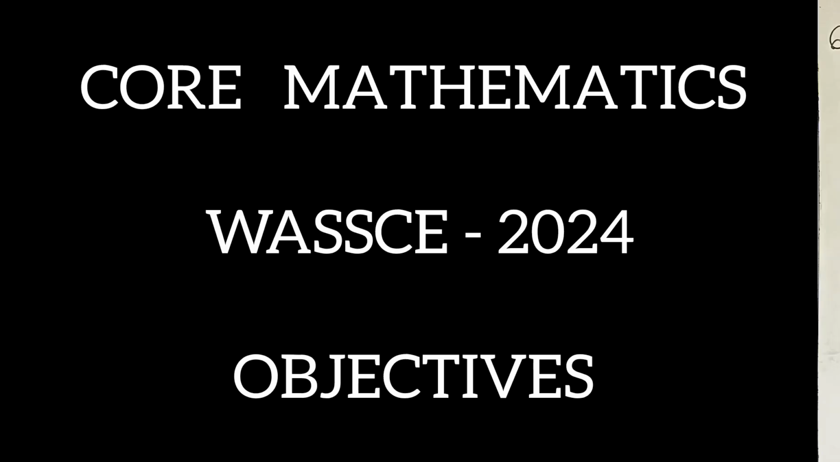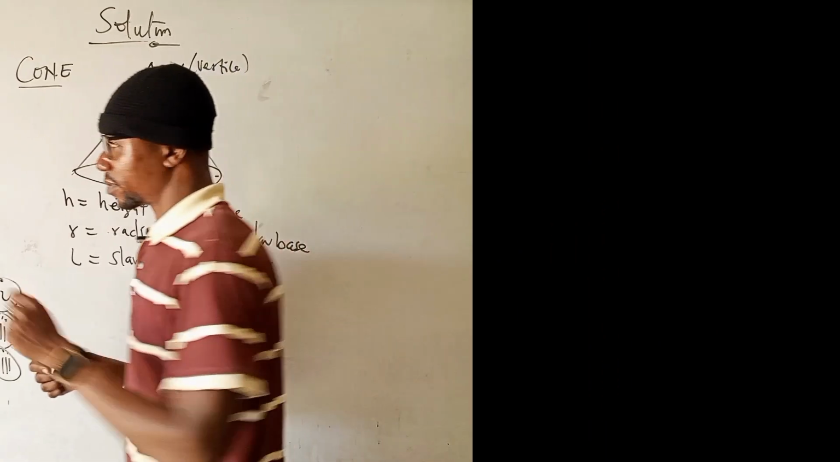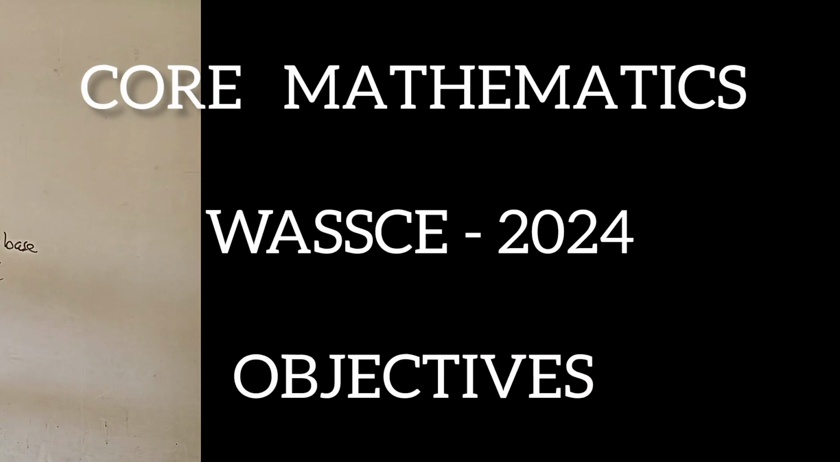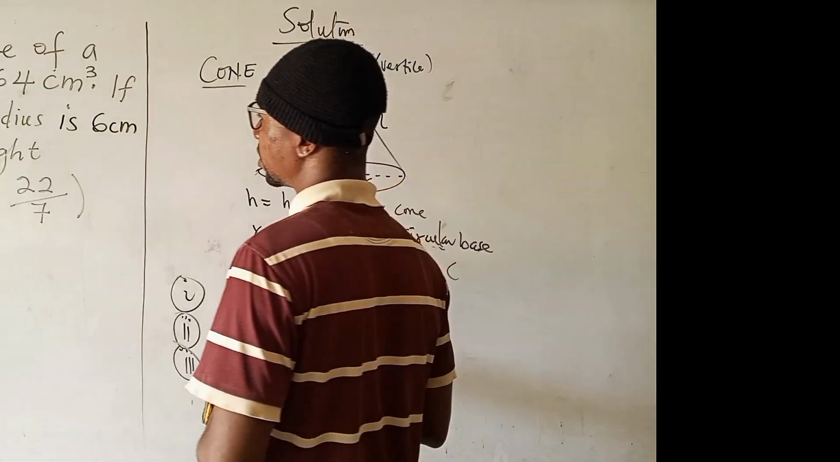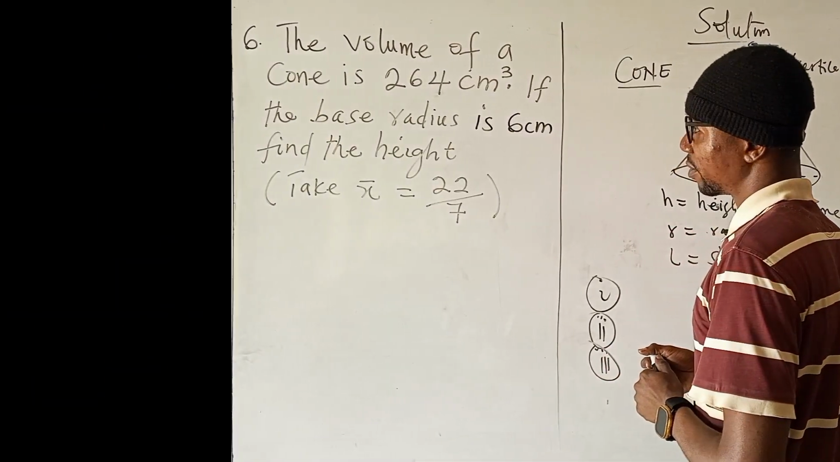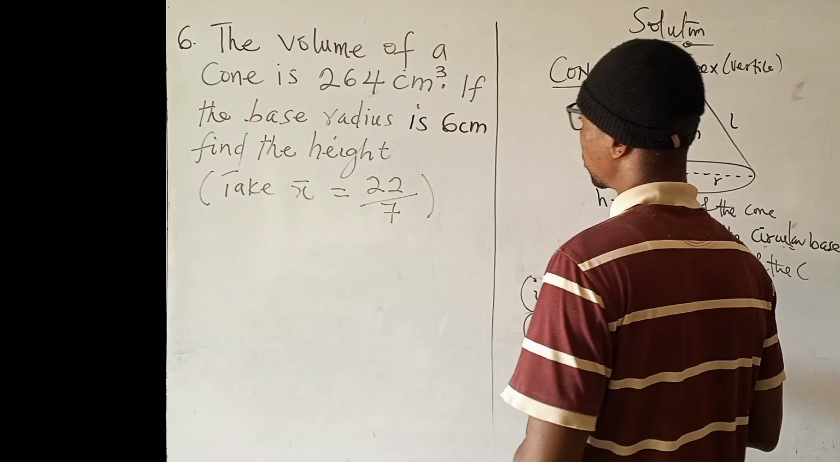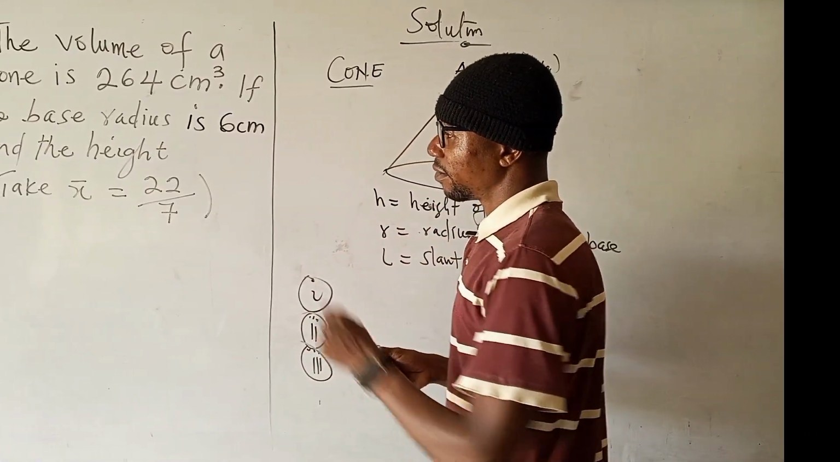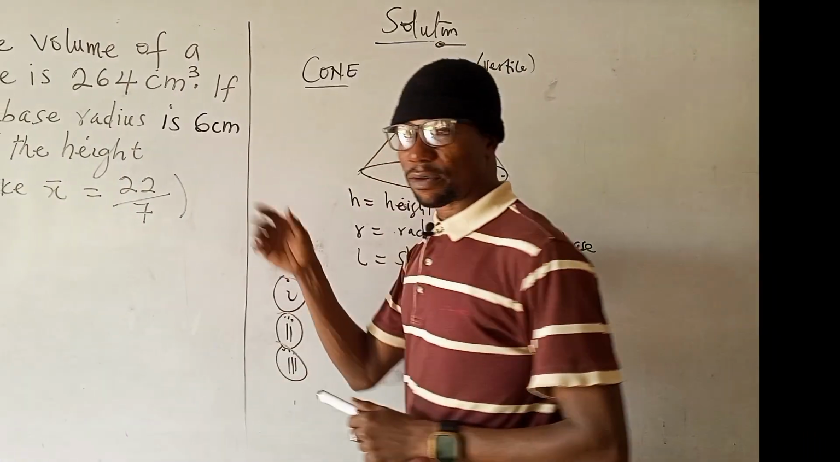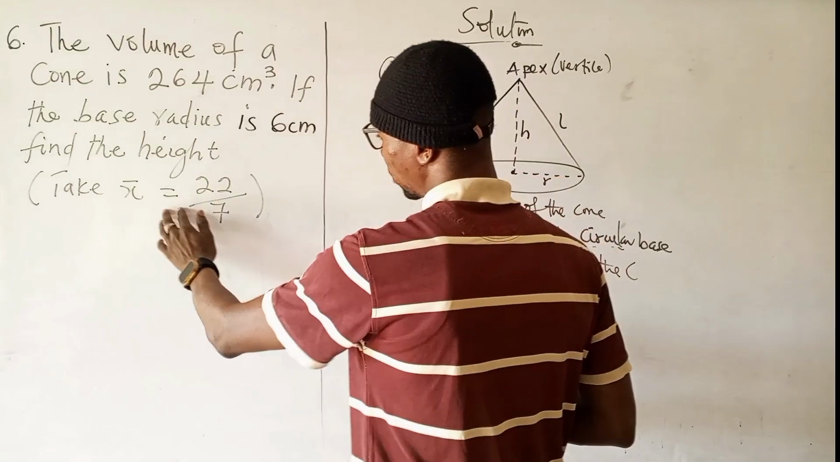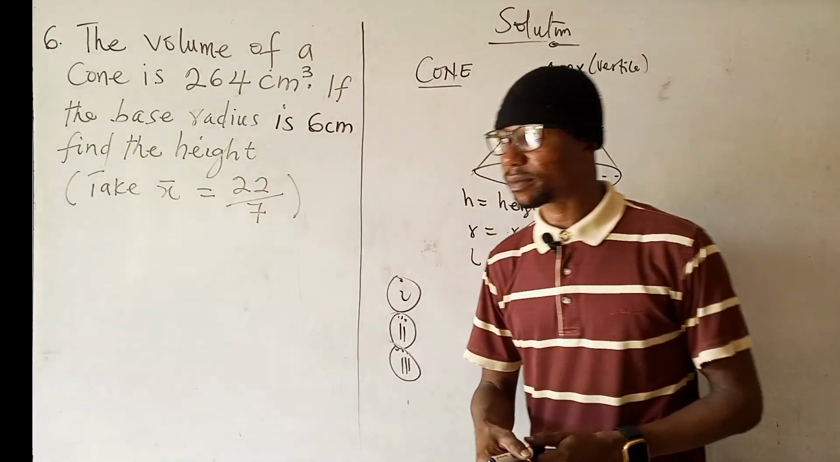Question 6, WASSCE 2024, of the objectives. The volume of a cone is 264 cubic centimeters. If the base radius is 6 centimeters, find the height of the cone. Take pi equal to 22/7.